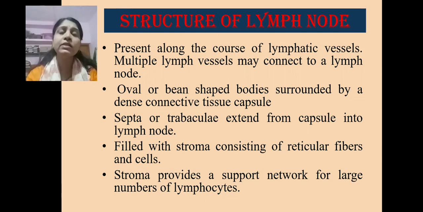Now all of these structures are filled with the stroma. It consists of reticular fibers and cells. These different cells include the immune cells, either the T cells or the B lymphocytic cells, then the macrophage cells, then the dendritic cells and follicular dendritic cells. A number of different types of immune cells are present within these lymph nodes. Now this stroma is responsible for providing the network for a large number of lymphocytes.